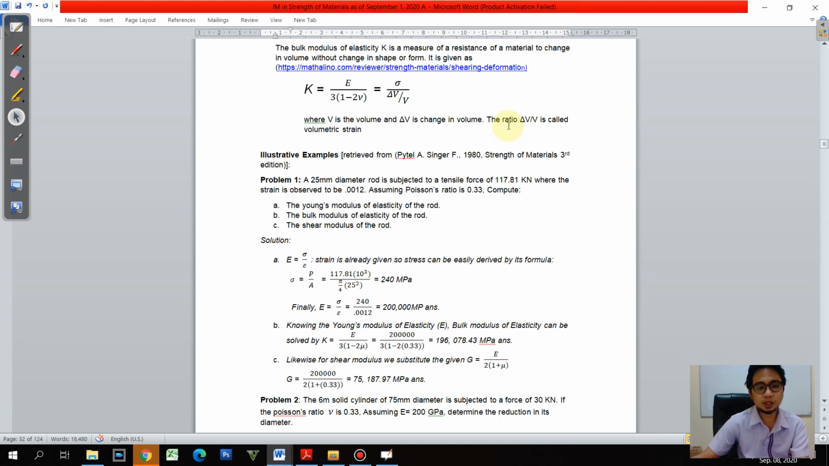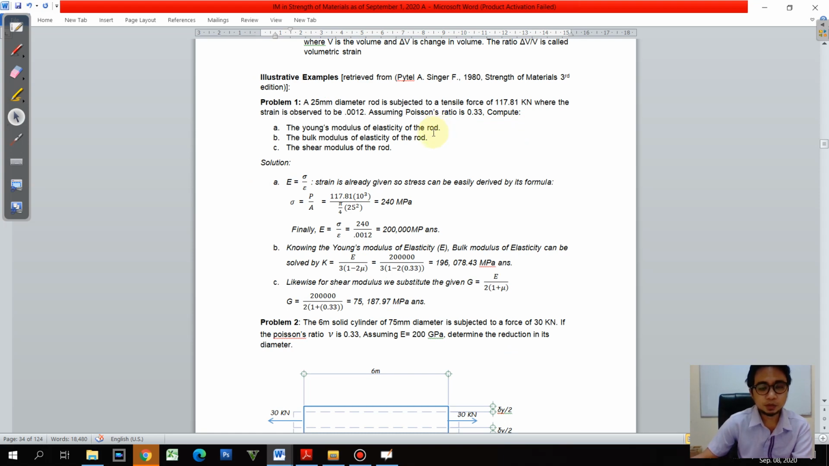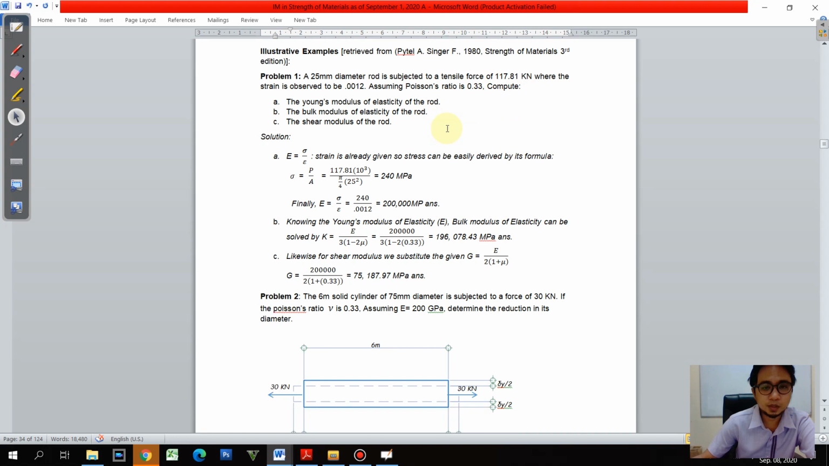So I think we should have an example now. So problem number 1, we have here a 25 millimeter diameter rod subjected to this force 117.81, where the strain is observed to be 0.0012. So the Poisson's ratio is already given, 0.33. We're going to compute E, or the Young's modulus of elasticity, the bulk modulus of elasticity of the rod, and the shear modulus of elasticity of the rod.